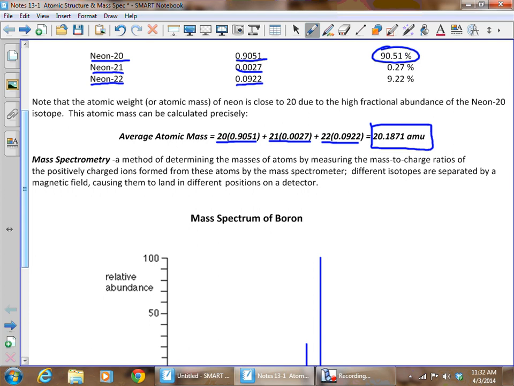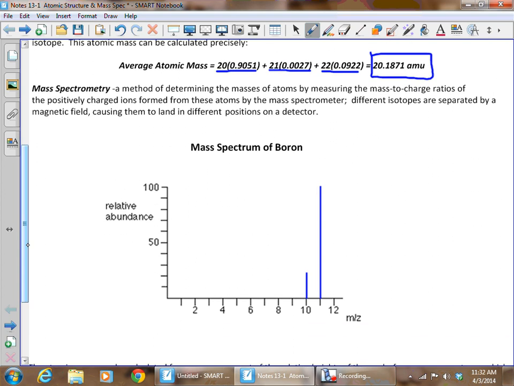Mass spectroscopy is a way that we can get these fractional abundances. We determine the masses of these atoms, these isotopes, by measuring the mass to charge ratios of the positively charged ions that we form from these atoms in the mass spectrometer. Different isotopes are separated by a magnetic field, so depending on how charged they are, it's going to cause them to land in different positions on a detector.